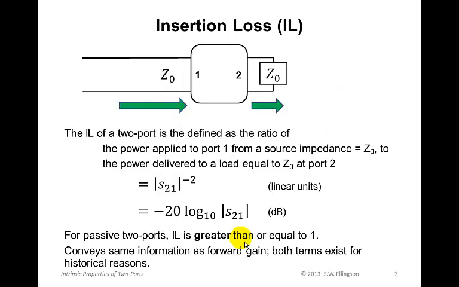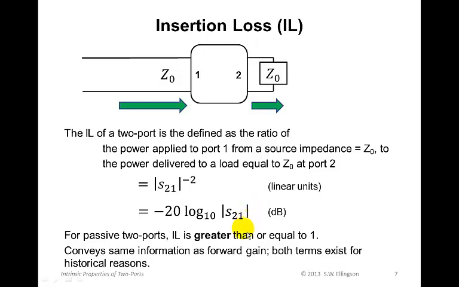Another metric that's commonly used to describe RF two ports is insertion loss. Insertion loss is frequently abbreviated just IL. The insertion loss of a two-port is defined as the ratio of the power applied to port 1 from a source impedance equal to the reference impedance Z0 to the power delivered to a load equal to the reference impedance at port 2. In other words, insertion loss is the reciprocal of forward gain, and thus insertion loss is equal to the magnitude of S21 raised to the exponent minus 2, or you could say it's minus 20 log base 10 of the magnitude of S21.